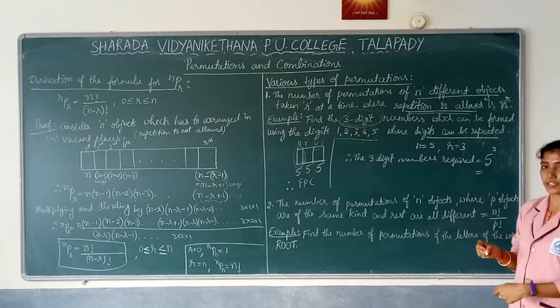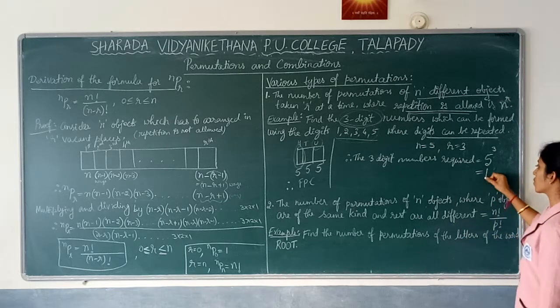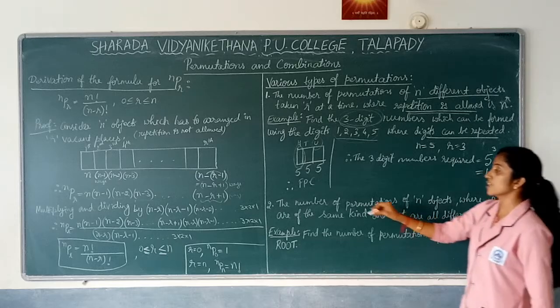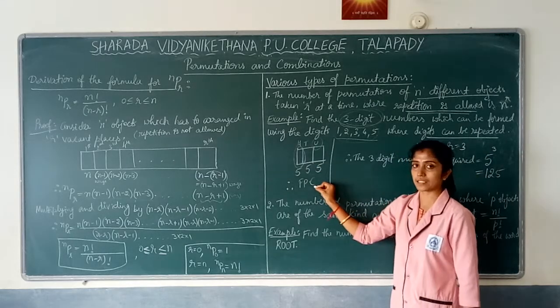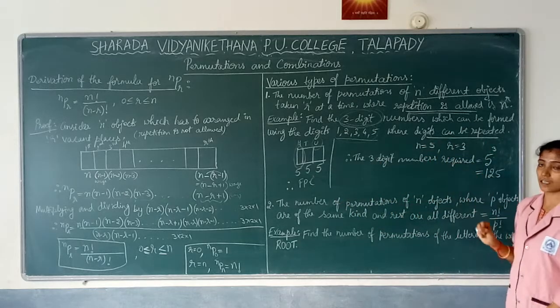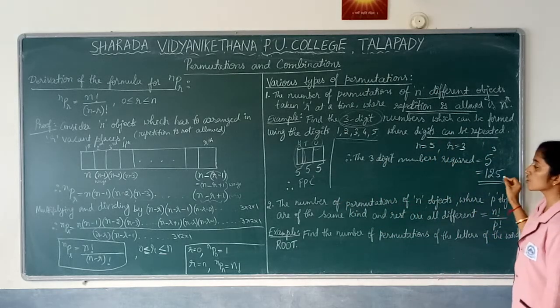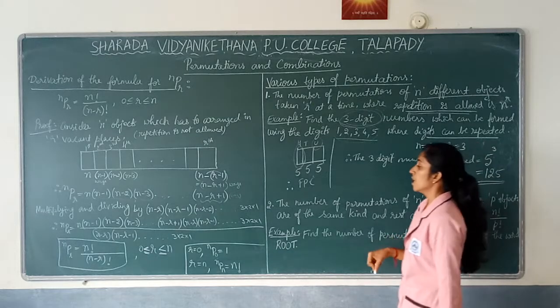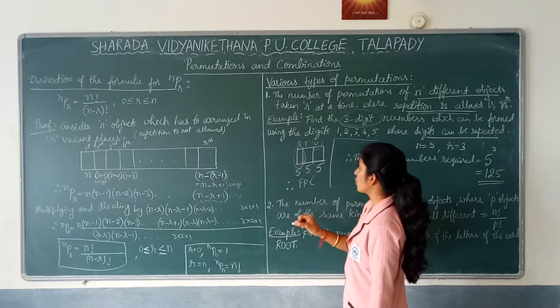What is 5 power 3? 5 into 5 into 5. What is that equal to? 125. If you use FPC also, you get the same answer. These are the two different methods. This is by FPC, this is by this formula. So we get both answers the same. Clear? Now let us move on to the next type.